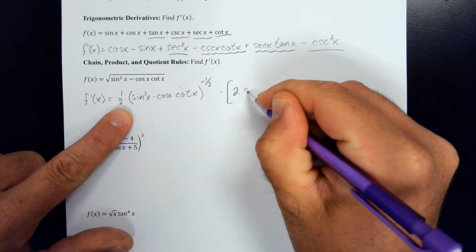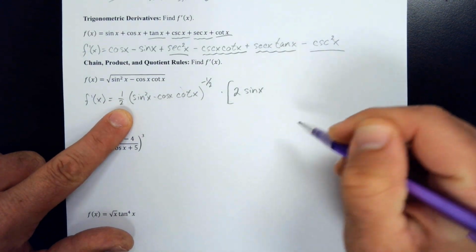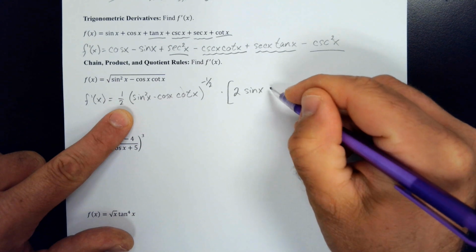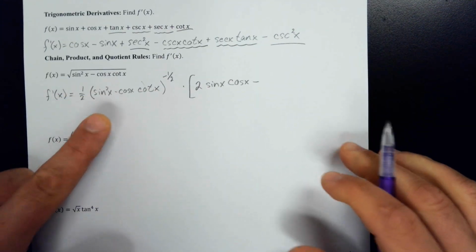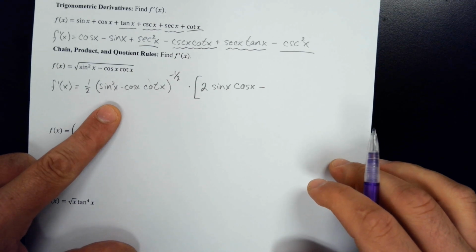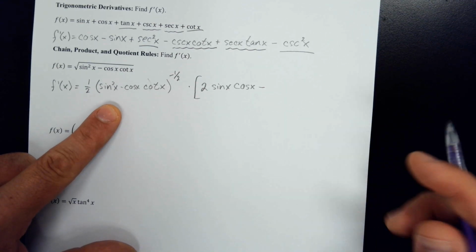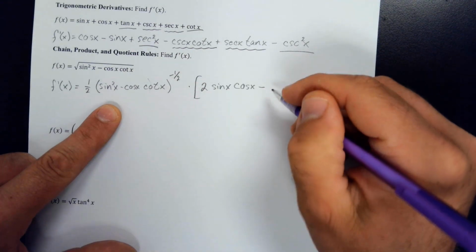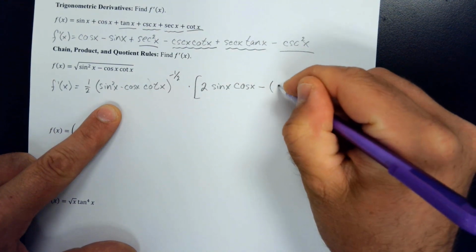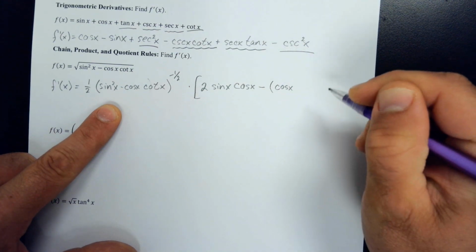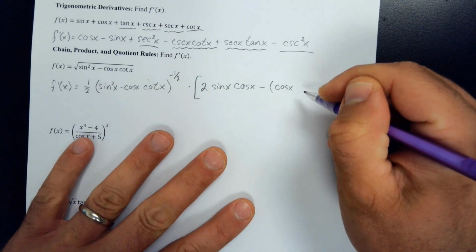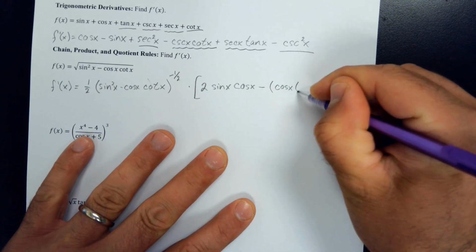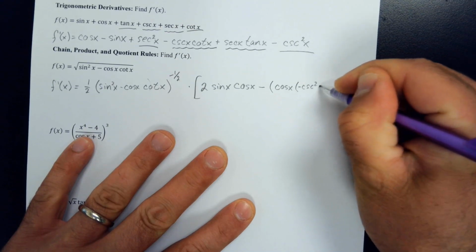Bring the 2 down, leave the sine x alone, raise it to the 1 power, times the derivative of sine x, which is cosine x, minus, now if I want the derivative of cosine x cotangent x, I've got to use the product rule. So I'll have cosine x left alone times the derivative of cotangent x. The derivative of cotangent x is negative cosecant squared x.